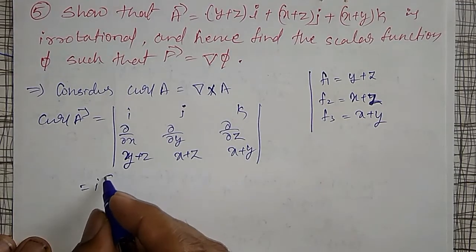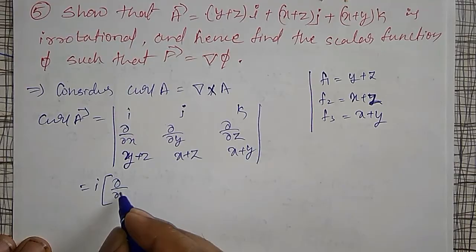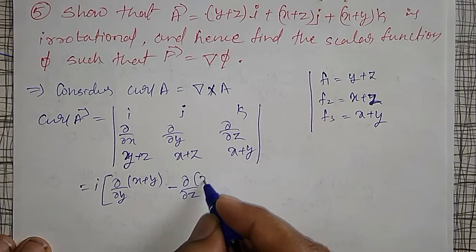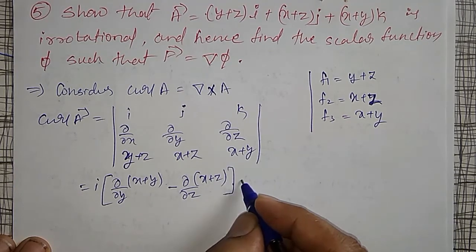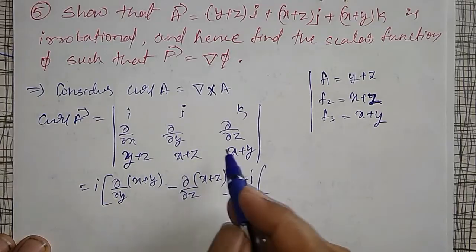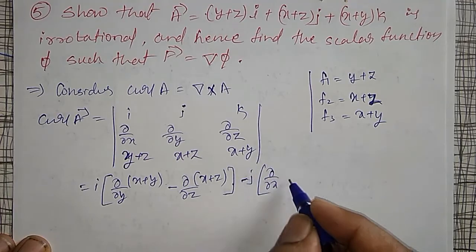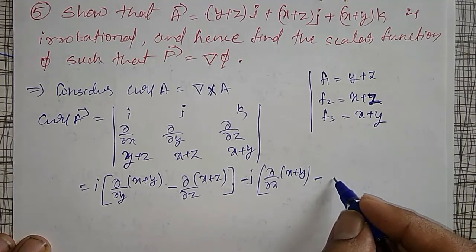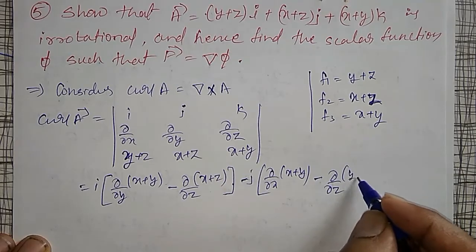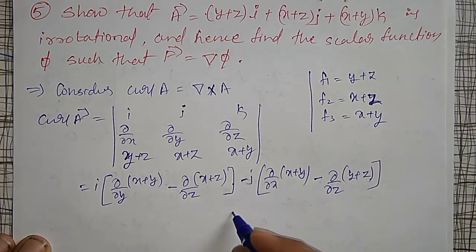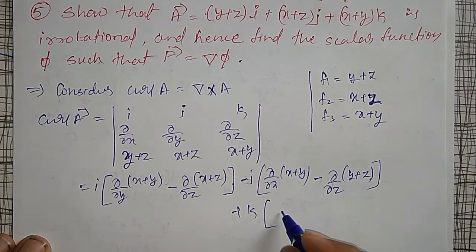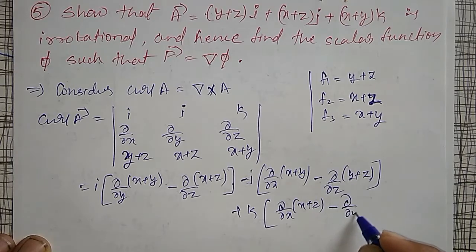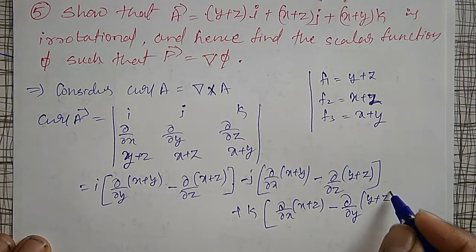This is i into ∂/∂y of x + y minus ∂/∂z of x + z, minus j into ∂/∂x of x + y minus ∂/∂z of y + z, plus k into ∂/∂x of x + z minus ∂/∂y of y + z. How to solve the determinant you know already, I will not go in detail.